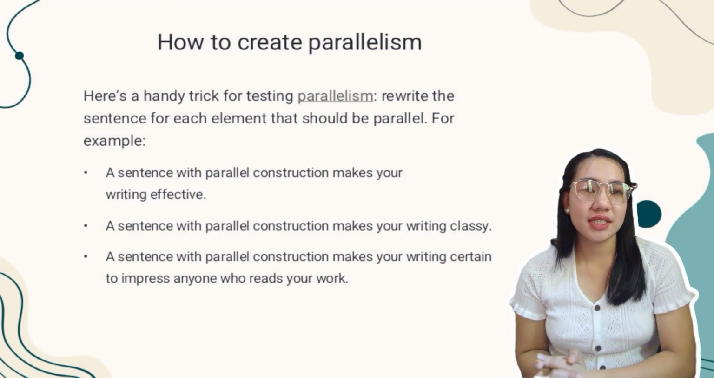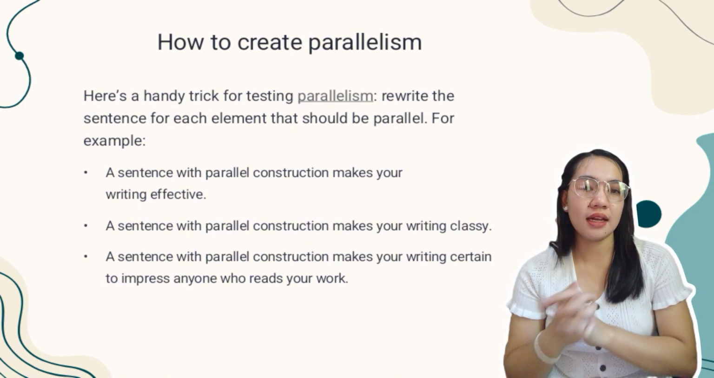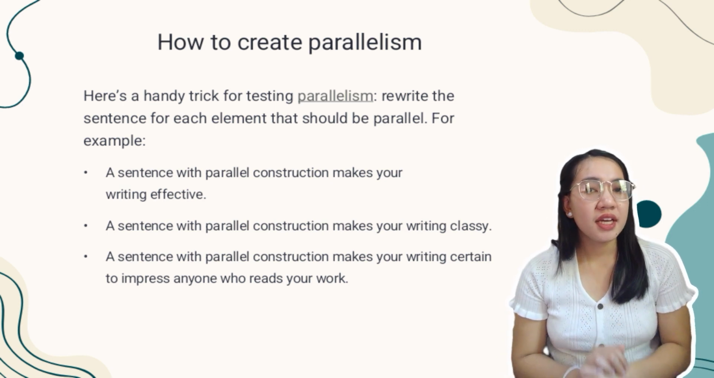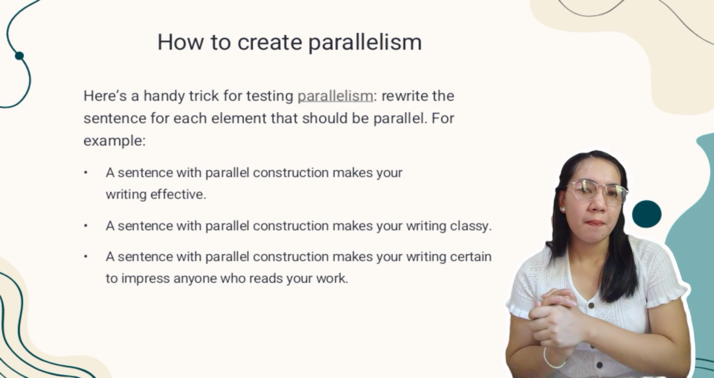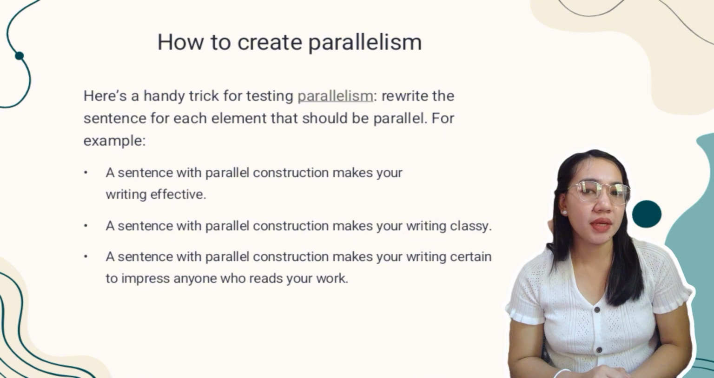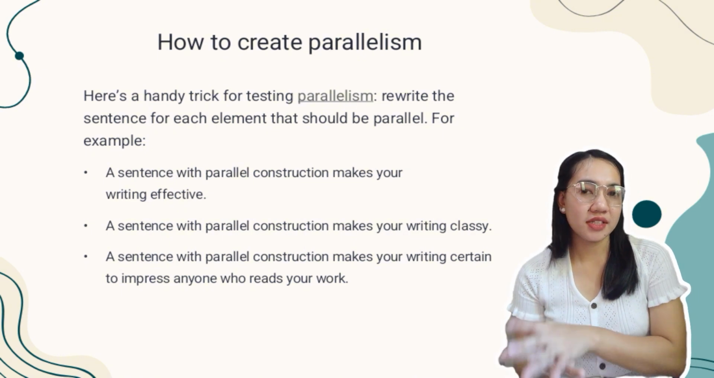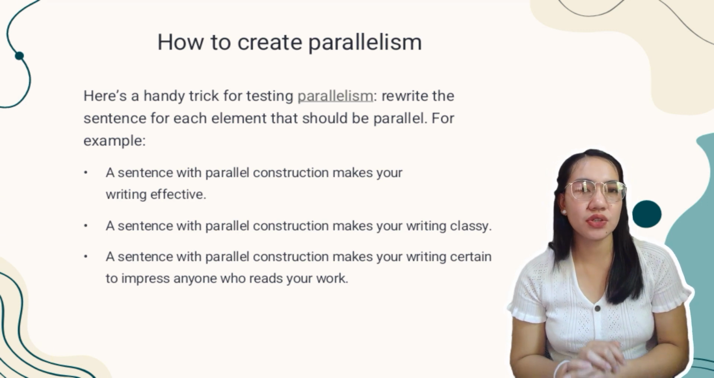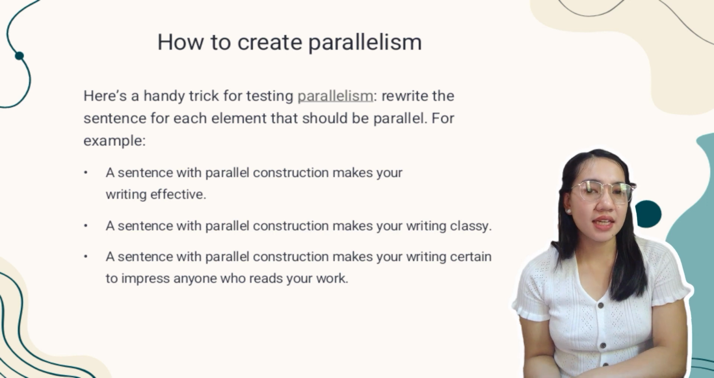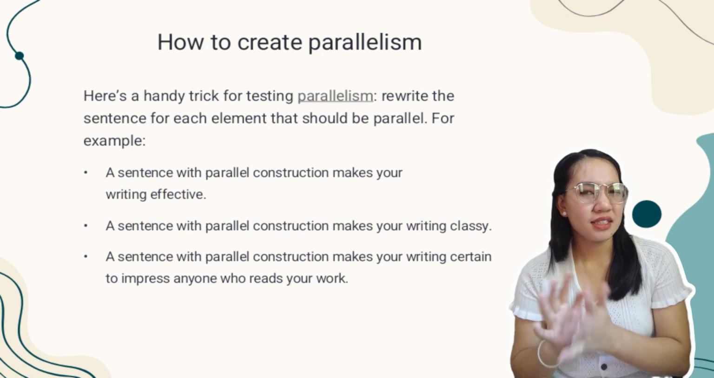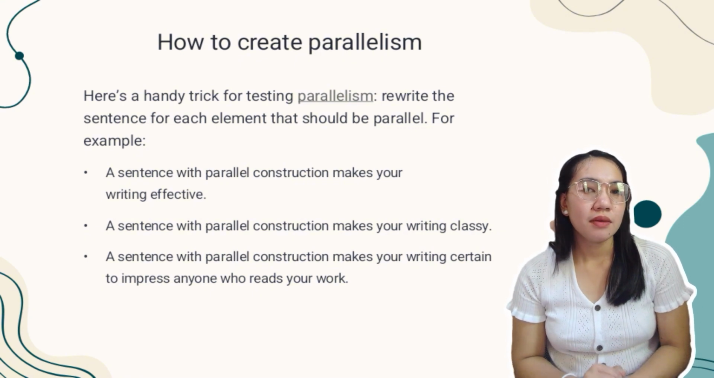Sometimes, rearranging a sentence corrects faulty parallelism. So, how do you create parallelism? Here's a handy trick for testing parallelism. Rewrite the sentence for each element that should be parallel. For example, a sentence with a parallel construction makes your writing effective. A sentence with parallel construction makes your writing classy. A sentence with parallel construction makes your writing certain to impress anyone who reads your work.